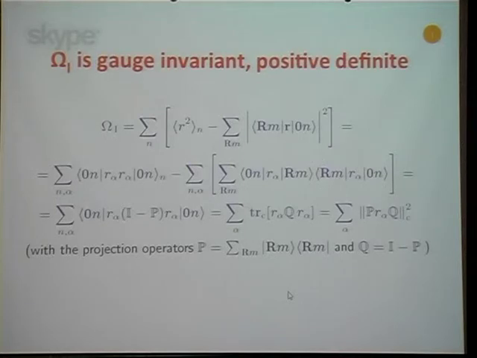And because that term is a sum of positive contributions, and because the projection operators do not depend on the unitary transformation, the omega I term is gauge invariant.